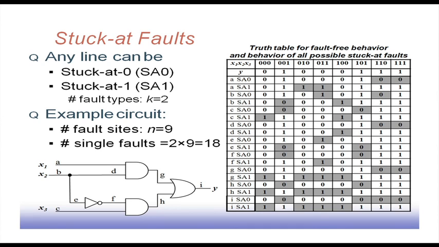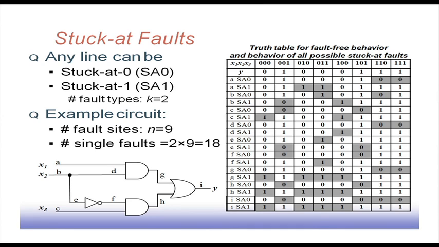This may be a manifestation of some defect, like a line getting shorted with the power supply line. That way it is stuck at 1. Similarly, a line getting shorted with the ground line may be reflected as a stuck at 0. So, the physical defects are modeled as these faults, stuck at 0 and stuck at 1. Under this stuck-at fault model, the number of fault types, k, equals 2.